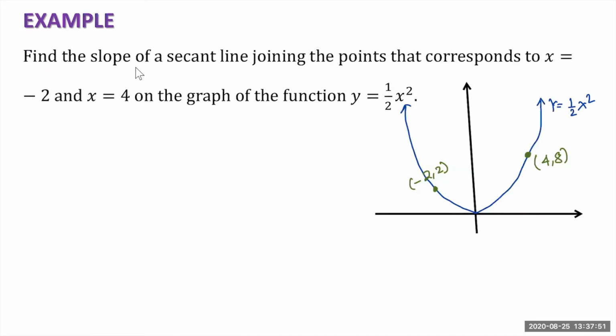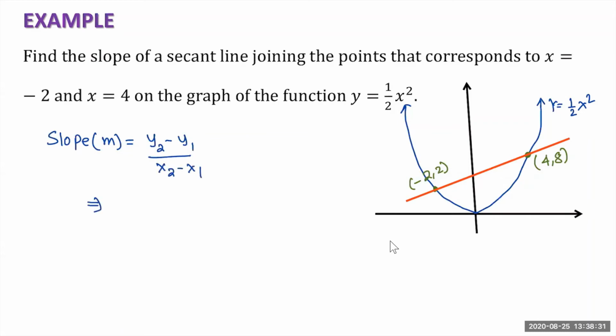Now the question is, we have to find the slope of the secant line joining these 2 points. If you draw a line joining those 2 points, your line will be like this. That line is the secant line, and we need to find its slope. You are very good at finding the slope of a line from your college algebra. The slope, denoted by m, is equal to the change in y value, y2 minus y1, over the change in x value, x2 minus x1.